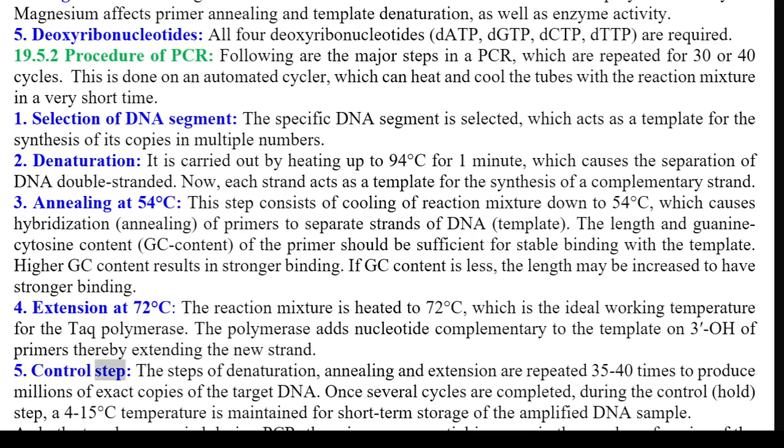5. Control step. The steps of denaturation, annealing, and extension are repeated 35 to 40 times to produce millions of exact copies of the target DNA. Once several cycles are completed, during the control, hold, step, a 4 to 15 degrees Celsius temperature is maintained for short-term storage of the amplified DNA sample.